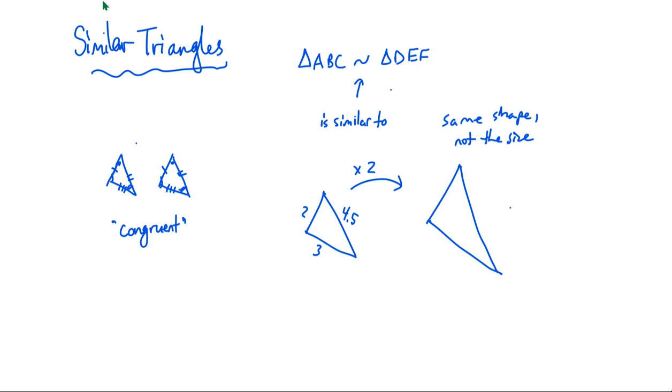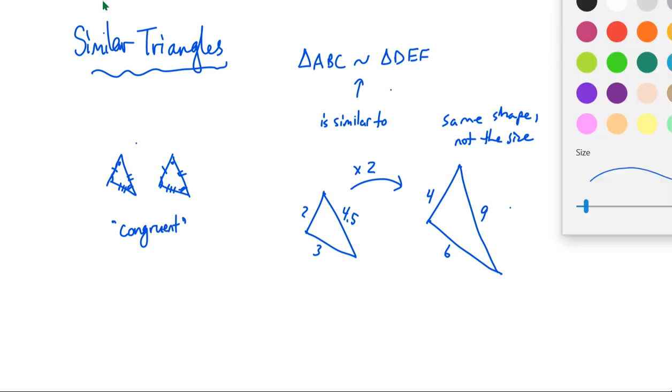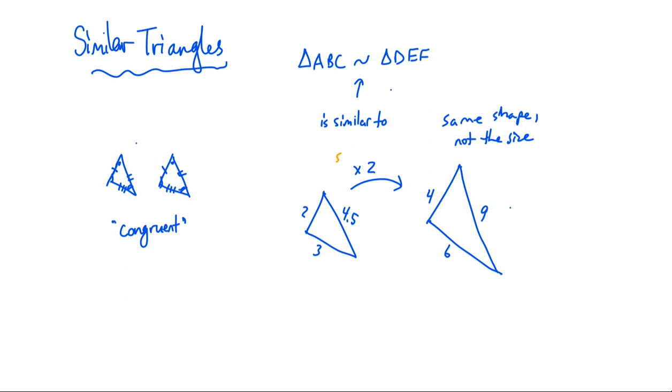So my side length that's 2 is now going to be 4, and the one that's 3 is now going to be 6, and the one that's 4.5 is going to be 9. And these two triangles are similar because I enlarged the smaller one to make the bigger one. This 2 that I multiply by has a name. In math, it's called the scale factor. So I have scaled my smaller triangle by a factor of 2 to get my bigger triangle.